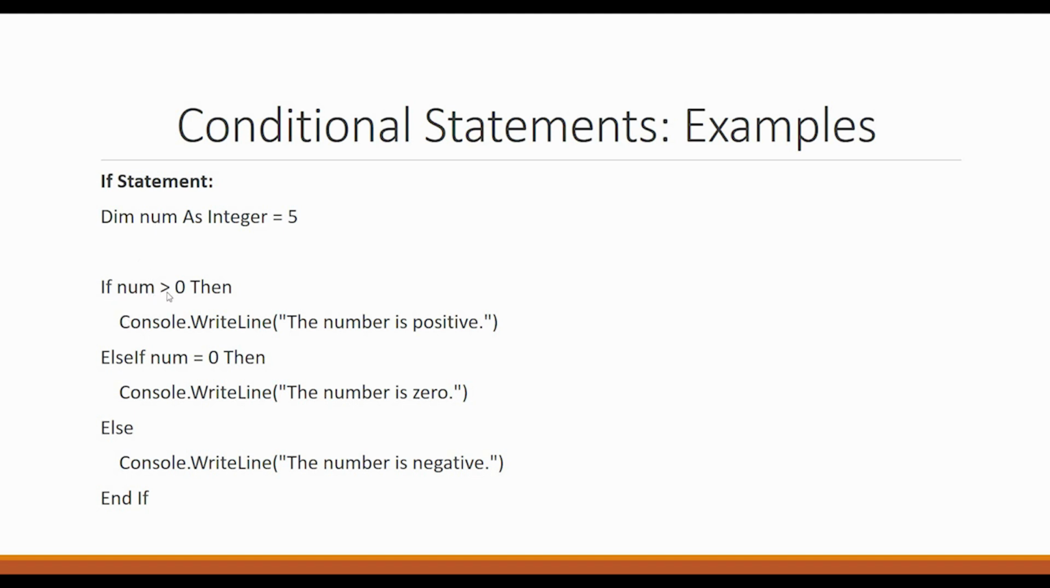If the num variable here is greater than 0, it means it's positive, then it should display the number is positive. Else, if the number is equal to 0, then it should display the number is equal to 0. Else means if all these conditions above are not true, then definitely the number is negative. This is an example of how to apply the if statement in your work. However, I'm going to copy this code and paste it in the VB environment for us to see how effective this is, whether there's an error or not.